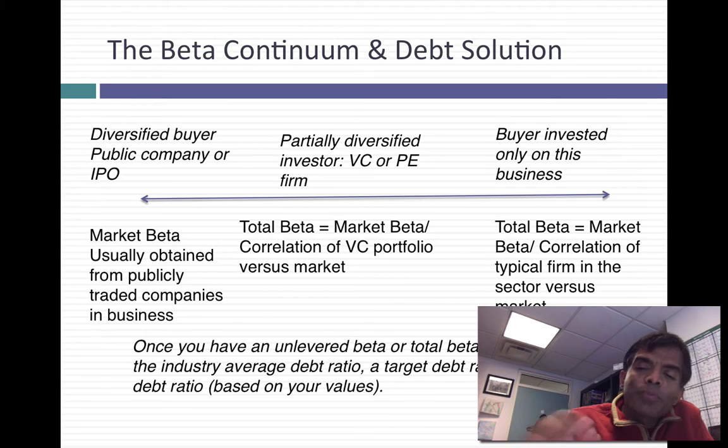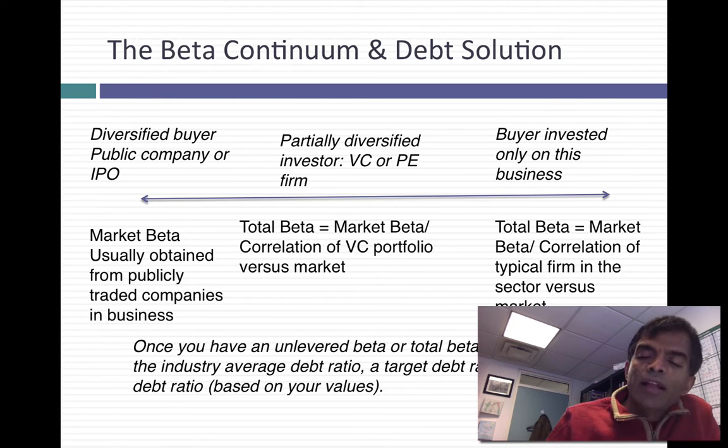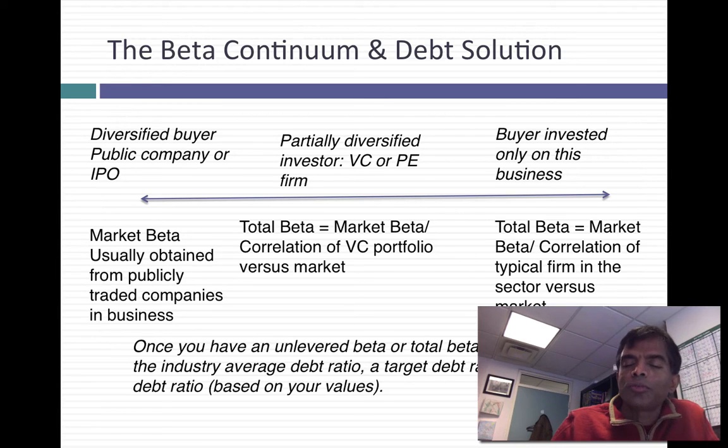If the buyer is completely undiversified, then I'm going to scale the market beta up by bringing in the correlation of the typical firm in this business to the market. Essentially what I'm doing is bringing in the rest of the risk in the company and coming up with a much higher beta. If you're partially diversified, here's the way I'm going to adjust the beta. I'm going to start with the market beta, but I'm going to divide by the correlation of your portfolio, you being the VC or the private equity investor, with the market. So the more diversified you get, the closer to one that number might become. So what I use as my cost of equity is very much a function of who the potential buyer is.